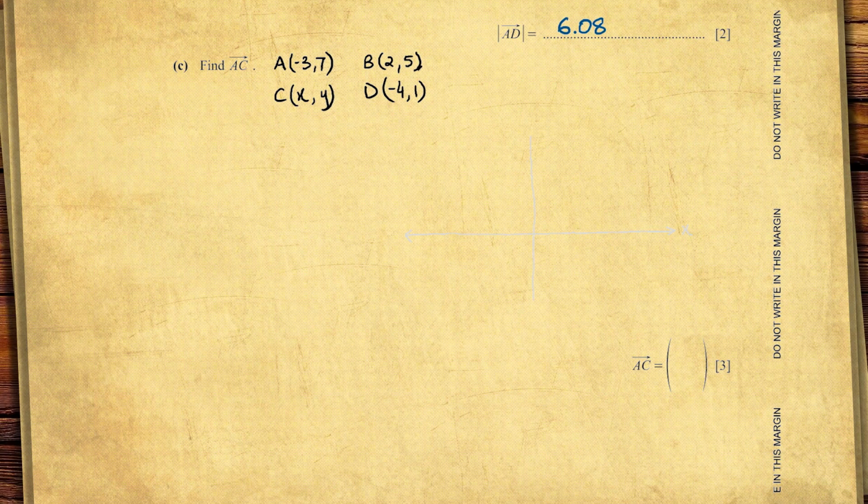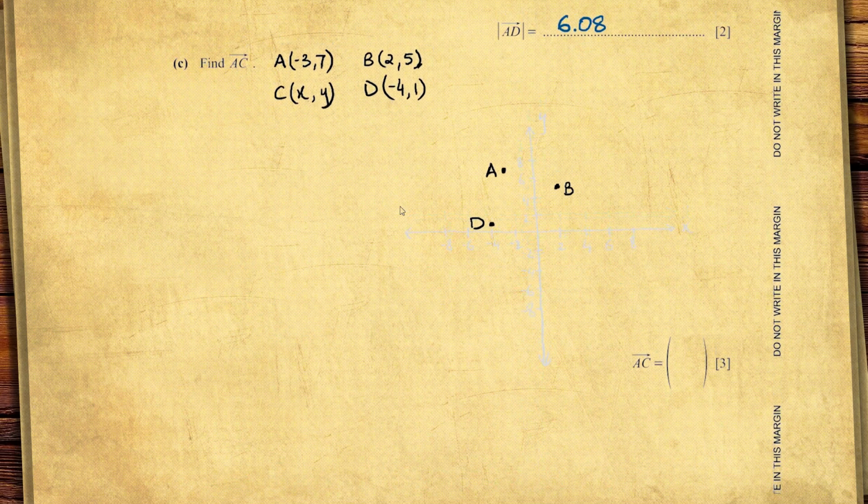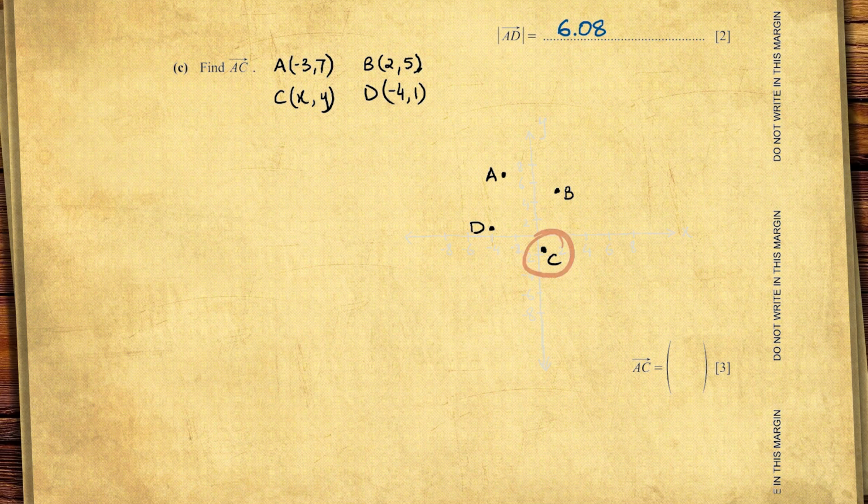Now let's draw x-axis and y-axis over here and plot these points on the axis. The point A is -3, 7, so it will be over here. The point B is 2, 5, it will be over here. The point D is -4, 1, it will be over here. And we don't know the coordinates of point C, but the question says ABCD is a parallelogram. And that means the point C will be in such a place that ABCD forms a parallelogram. So that means point C should be somewhere over here so that ABCD can make a parallelogram.